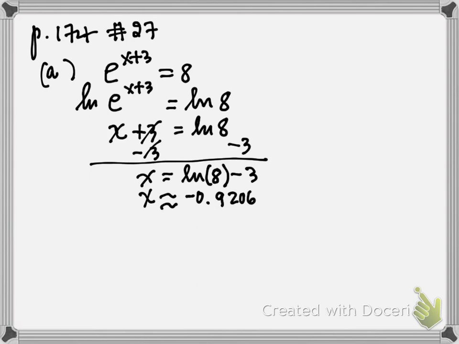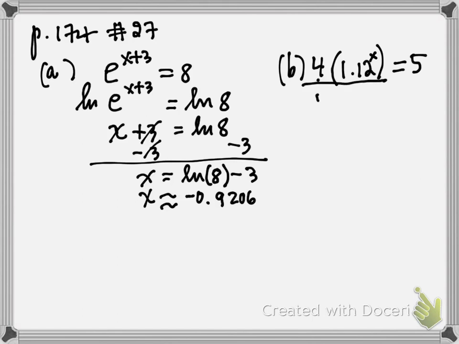Now for B, let's take a look at B and see if this space is enough. B is 4 times 1.12 to the x equals 5. So I see an x there as an exponent, but I see a 4. I need to get rid of the 4 first, so I'm going to divide both sides by 4. That cancels out, and I'm left with 1.12 to the power x equals 5 over 4.